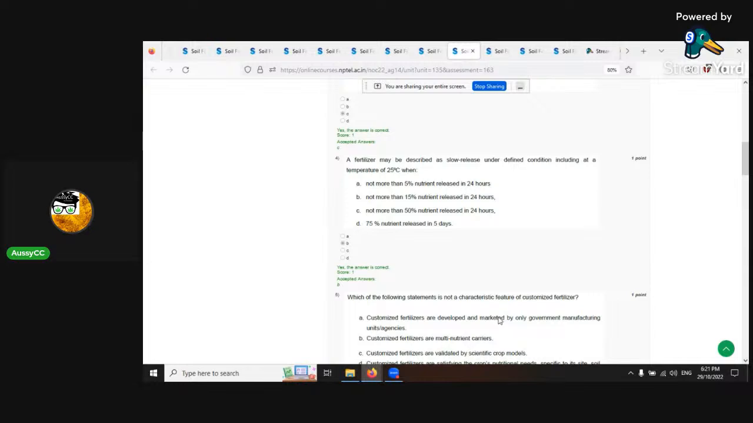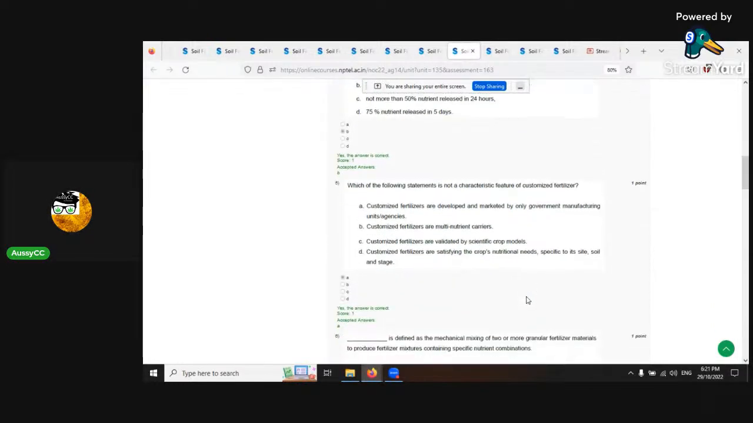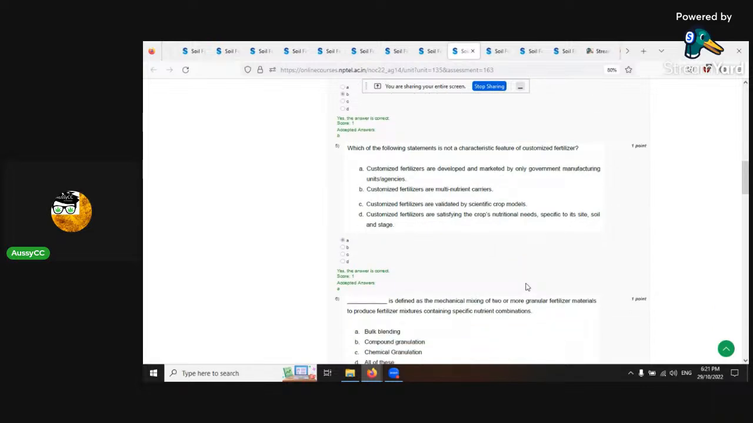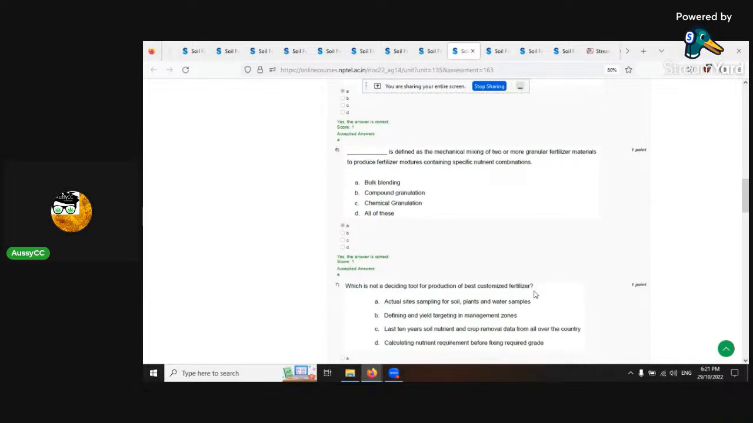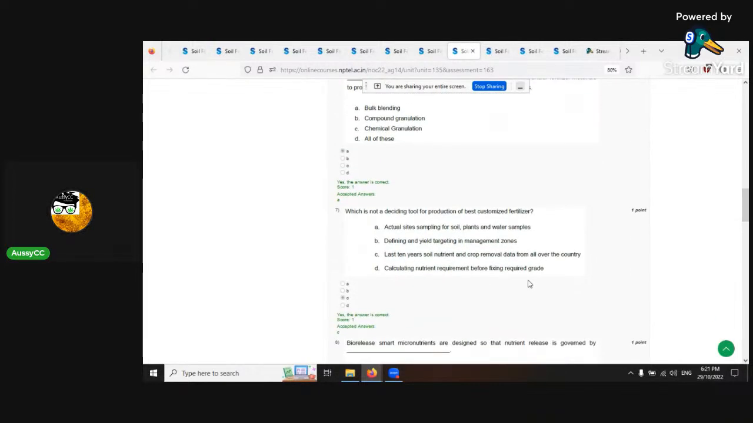Customized fertilizer developed. Something is defined in mechanical mixing to produce fertilizers. Bulk blending is not a deciding tool for the production of the best customized fertilizer. It's the last 10 years.